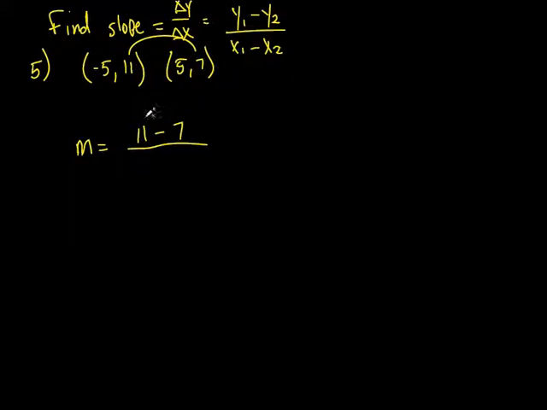So I've got 11 minus 7, and then on the bottom, I've got negative 5 minus 5. See that? I went the first x minus the second x, and I went the first y minus the second y. Hopefully that makes sense. And now you just work this thing out. 11 minus 7 is 4. Negative 5 minus 5 is negative 10. And you reduce it. Always reduce. So let's see, 2 goes into that twice, 2 goes into that 5 times, so it's negative 2/5.